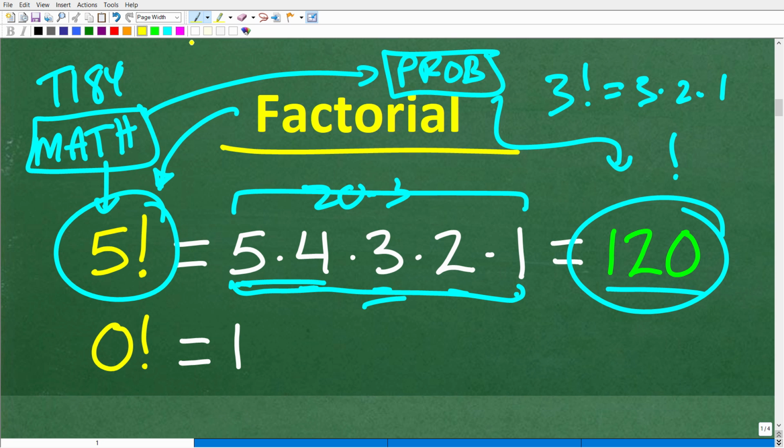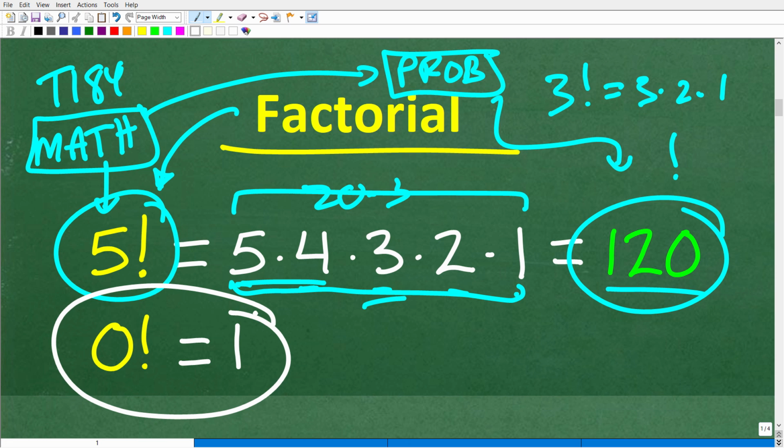Now we need to define this right here, 0 factorial. Okay, so the definition of 0 factorial is equal to 1. It's not 0. So this will come up, and you've got to remember that, right? So 0 factorial is equal to 1, and then of course any non-zero number factorial is going to be this. All right, so this is a fast review, or just a quick introduction to factorials.